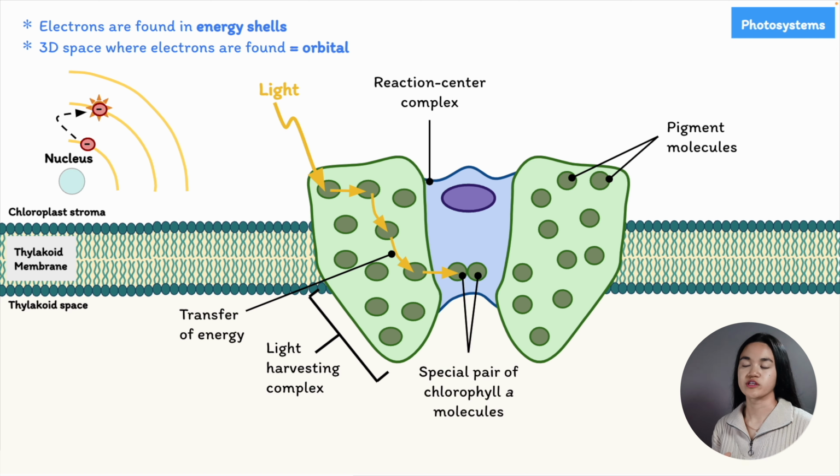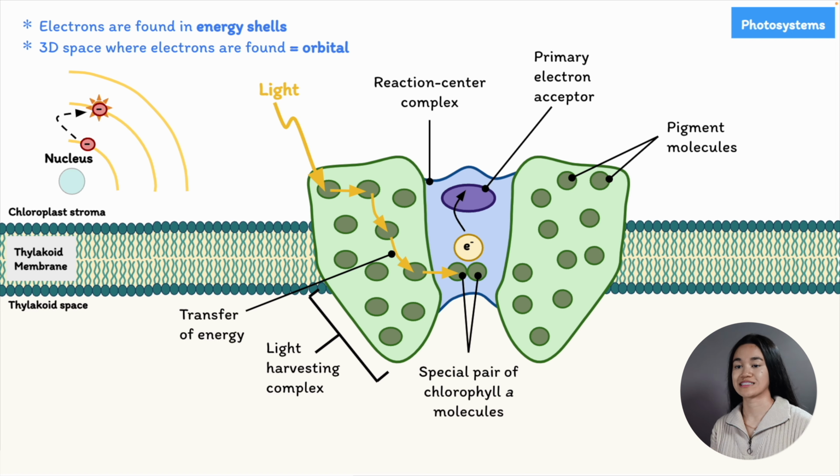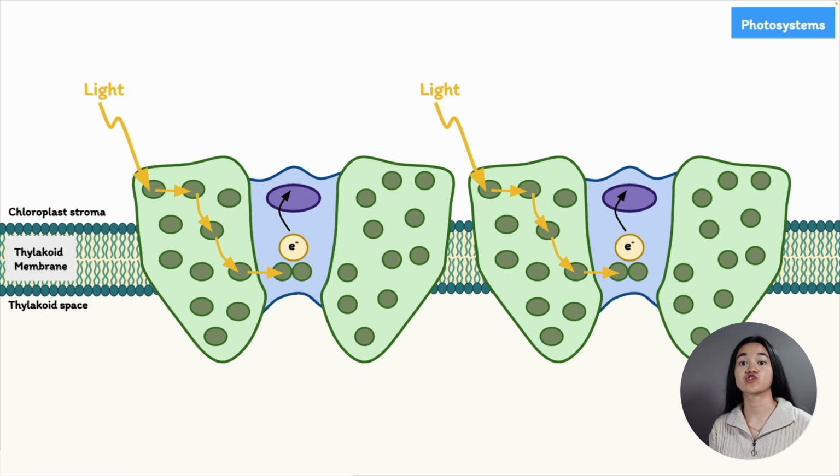Once energy reaches the special pair of chlorophyll A molecules, the photon causes an electron in the chlorophyll to become excited, and it's going to pass the electron to another molecule called the primary electron acceptor, where it will get passed on through an electron transport chain, which we'll break down in a minute, because there are actually two photosystems in the light reactions that work together. Let's break this down first.